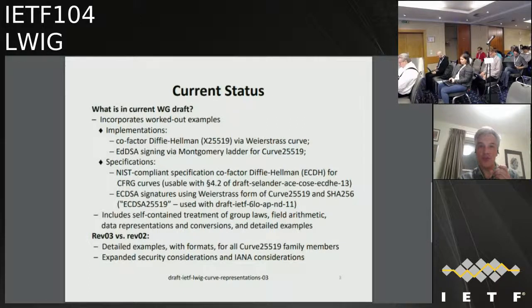Okay, what is in the current draft? The draft contains lots of background material, so that's all these appendices. Right now I have appendix A up to L, but most of it is just to make the document self-contained. The Weierstrass curve that corresponds to Curve25519 and is also used in the signature scheme Edwards25519, the specification is only like three lines.